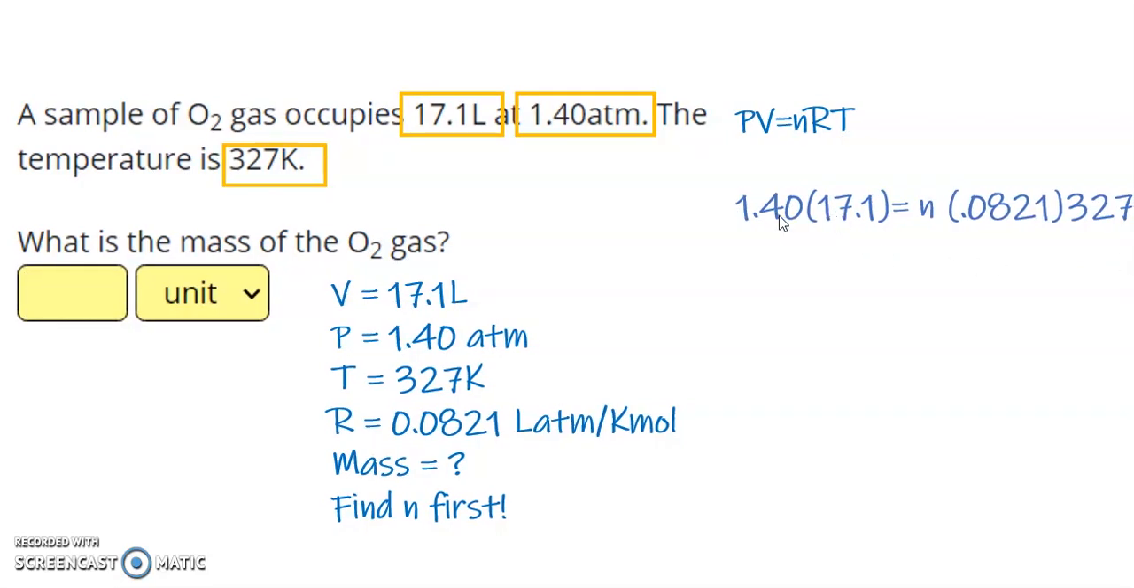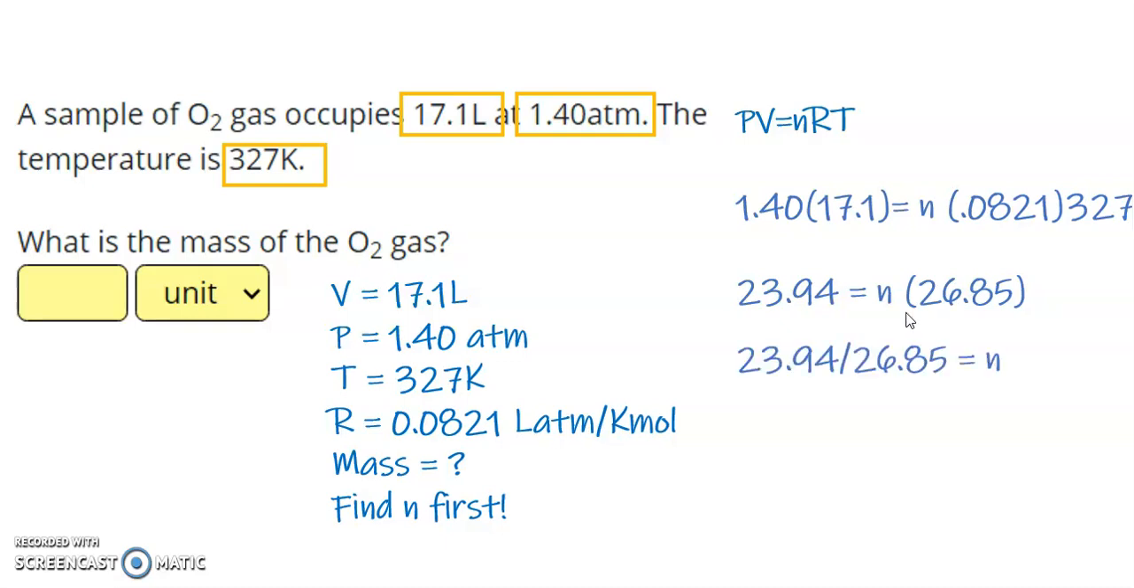I'm going to multiply 1.4 times 17.1 and 0.0821 times 327. That'll give me 23.94 equals N times 26.85. To get N by itself, divide by the number next to it. So divide both sides by 26.85. And N is equal to 0.8916 moles.